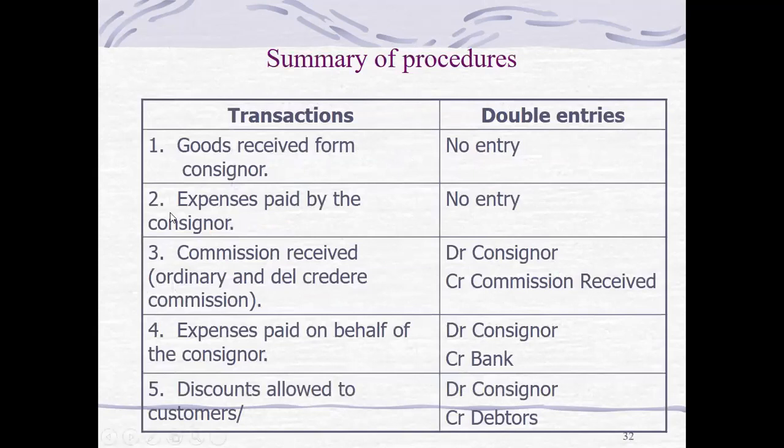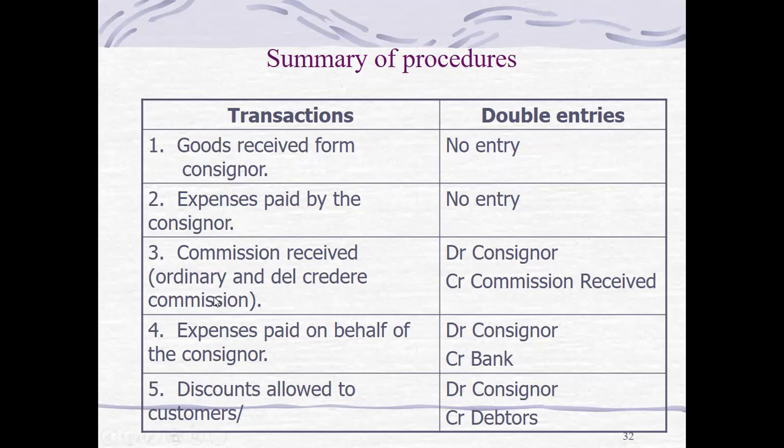Then the procedures: if we receive goods from the consignor as consignee, we just make a memorandum entry. No journal entry, but a memorandum entry. How is that made? We would be writing that we received 10,000 units of a certain type of goods. We will write the description which would be needed for us to identify that particular product or goods consigned or delivered to us.